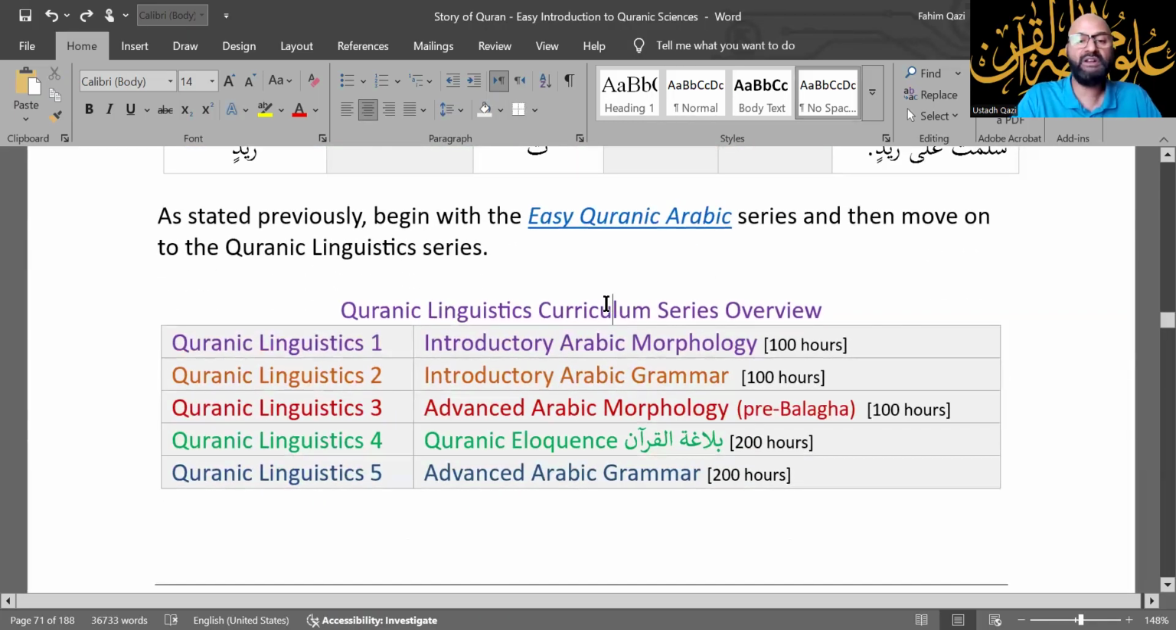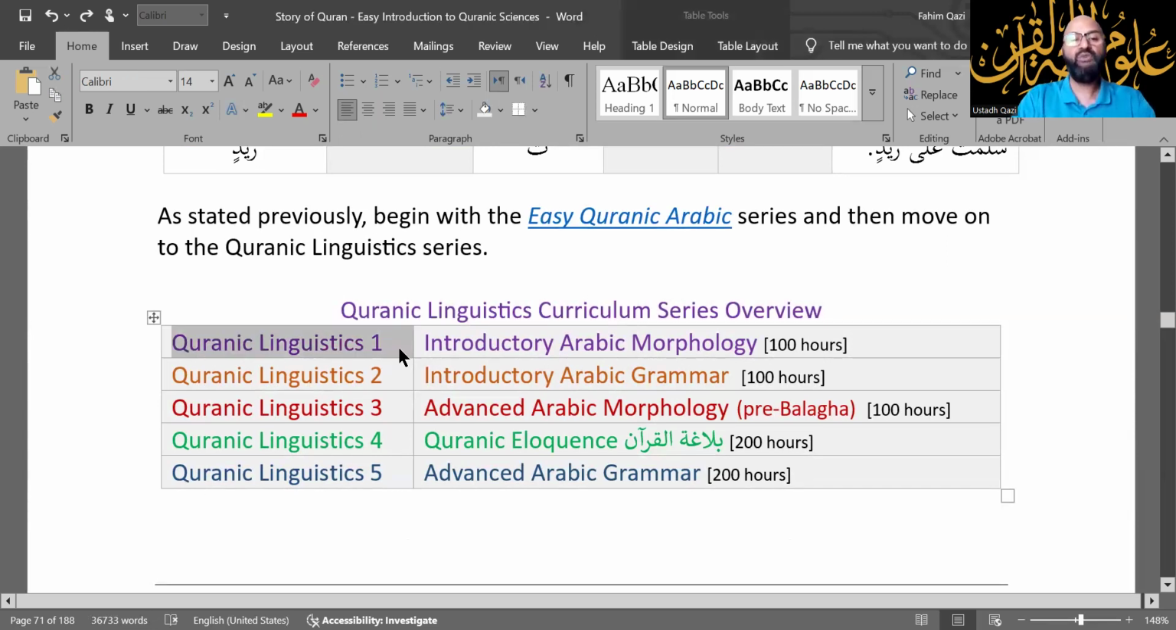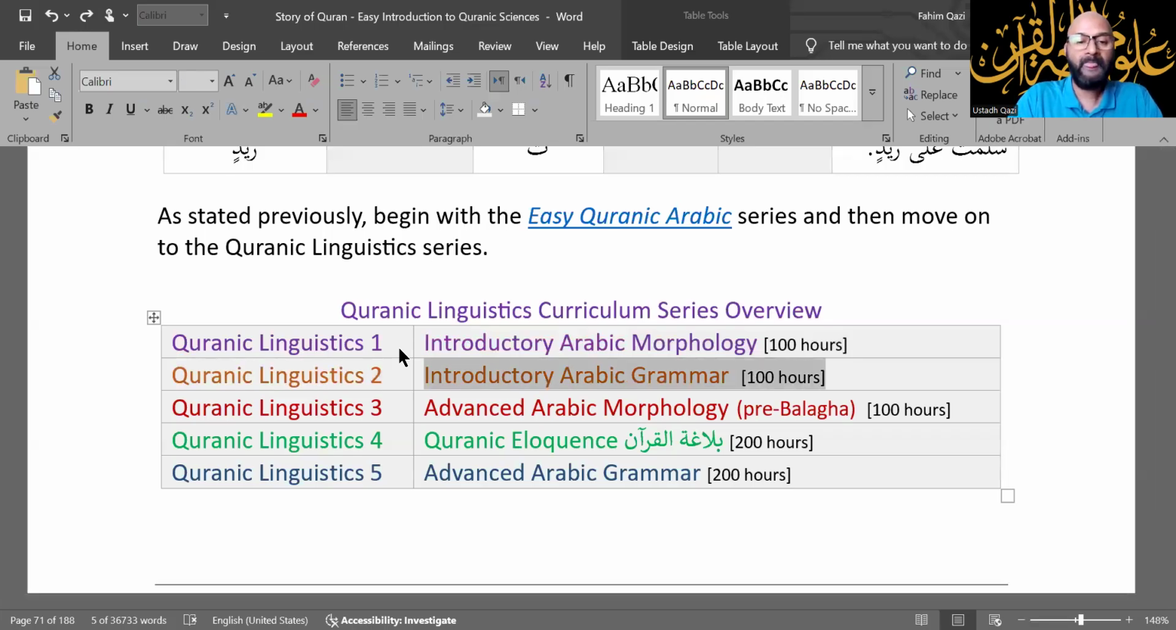And finally, we will conclude our lesson with this overview, a bird's eye view of the Quranic Linguistics series. Level 1 is sarf. Level 2 is grammar. Then you go back to sarf and do some advanced sarf. Now you're ready to taste the eloquence, the science of eloquence. Level 4 is all about the Balaghatul Quran, the eloquence of the Quran. We can see that the first 3 levels take about 100 hours. This one takes 200 hours. Balagha is a deep science, advanced linguistics here.